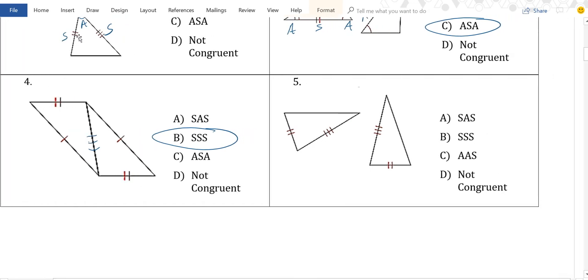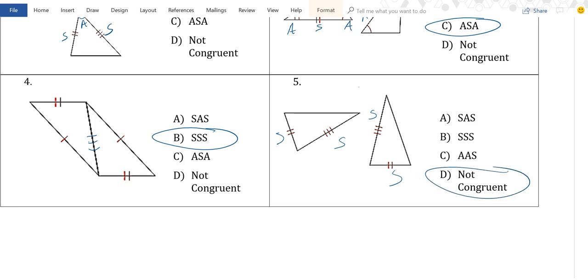Question 5. We have a side on both, but these triangles are not connected in any way, shape, or form. They're not adjacent. They don't have the reflexive property nor vertical angles. So with just two sides, we can say they are not congruent, or at least we don't have enough information to say they are.